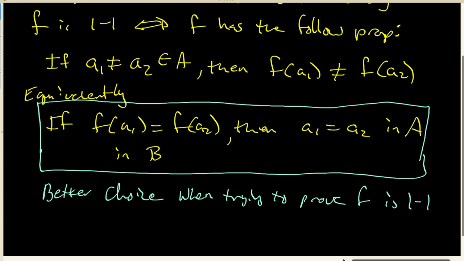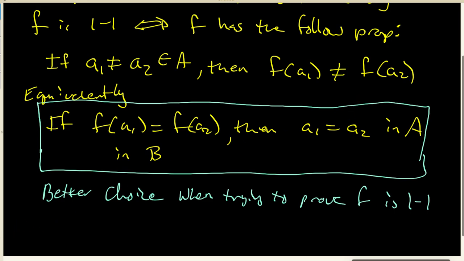The reason this is a better choice is that the hypothesis of this implication is very strong because it has an equal sign in it. The hypothesis of this other way of thinking about one-to-one is very weak. Knowing that two things are not equal does not give you much to go on. But when you're told that f is one-to-one, very often you want to use either of these, depending upon the circumstance. And so you need to be aware that both things are equivalent.